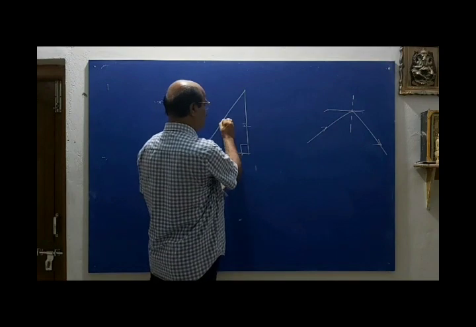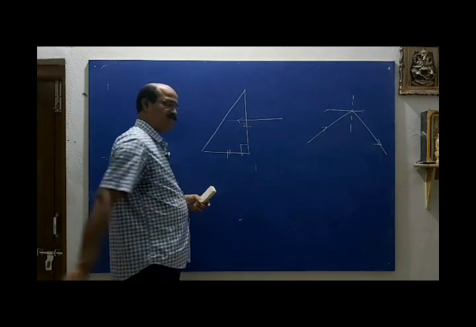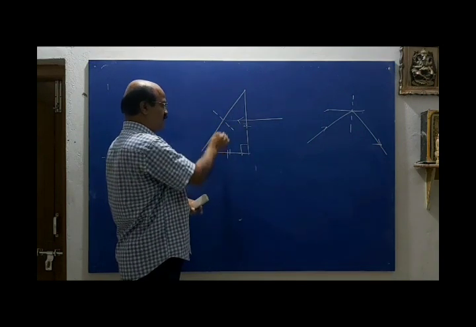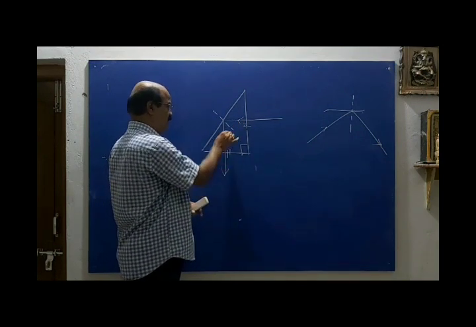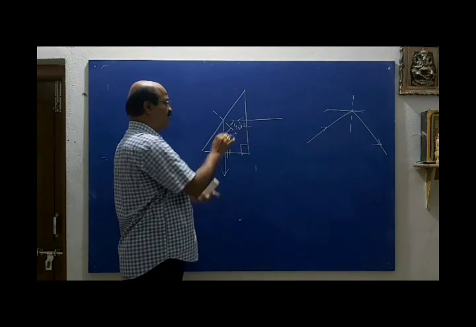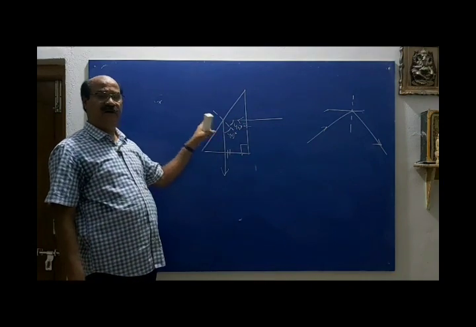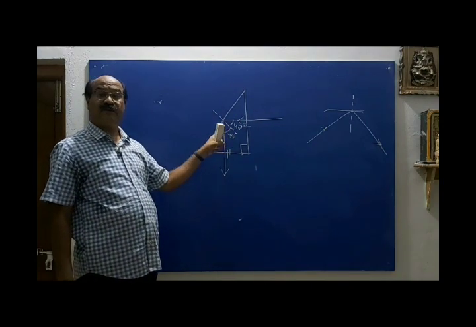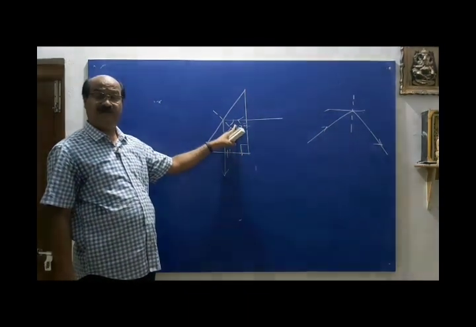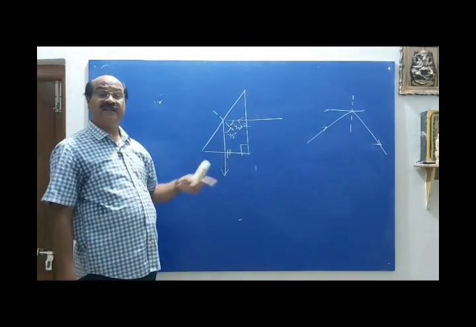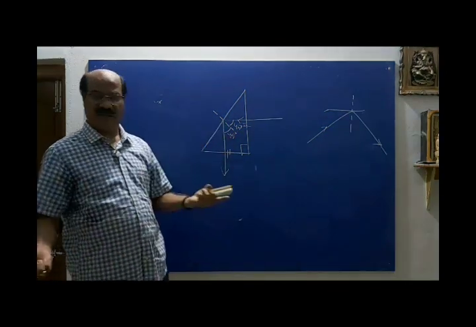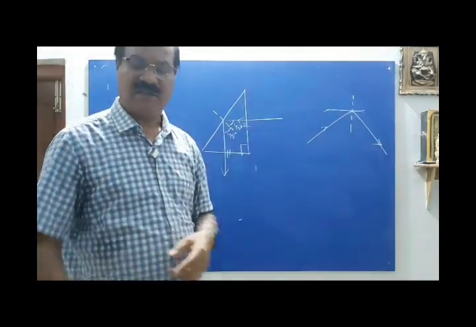Suppose a ray of light is incident on this surface. This is the normal. Remember, this angle equal to 45 degree, this angle equal to 45 degree. But the critical angle for glass is 30 degree, and here the angle of incidence is 45 degree. If angle of incidence is greater than critical angle, then it will be totally reflected in the same medium. So this is called total reflecting prism.